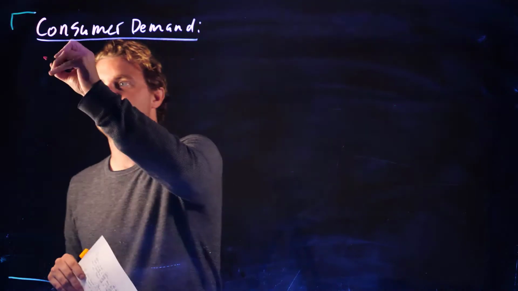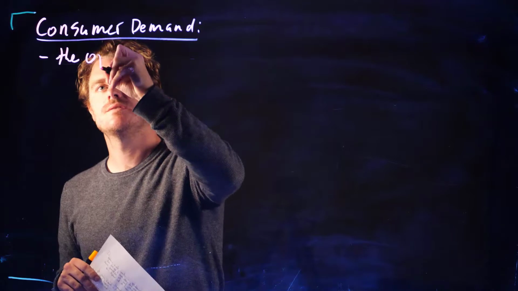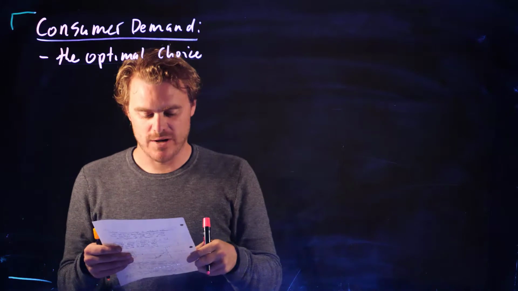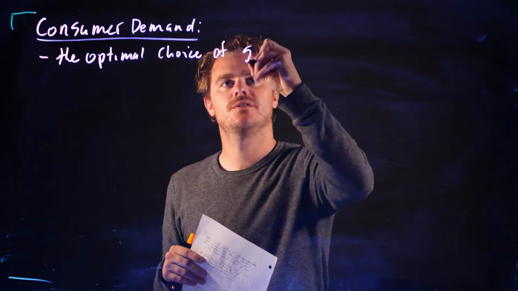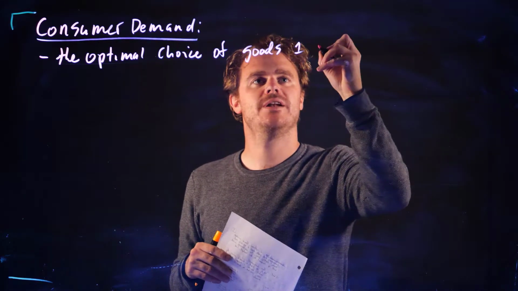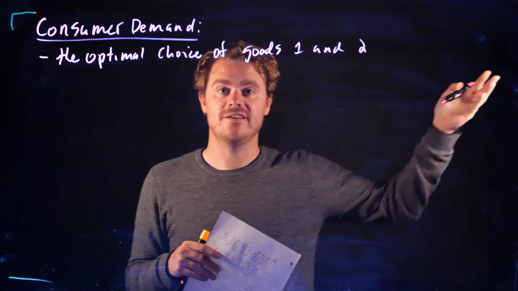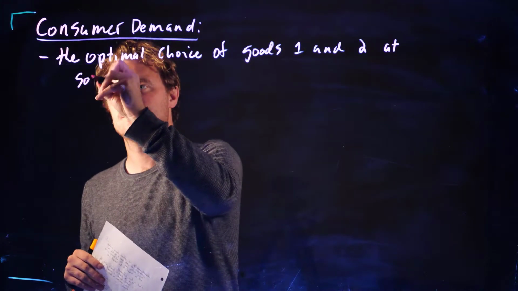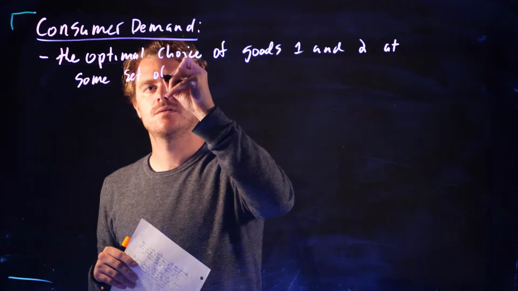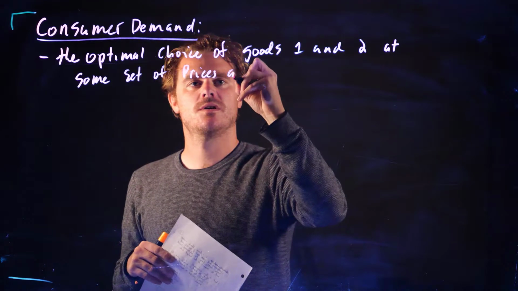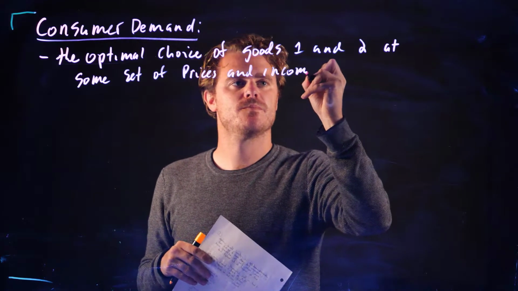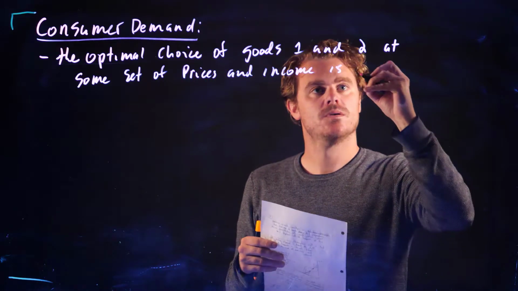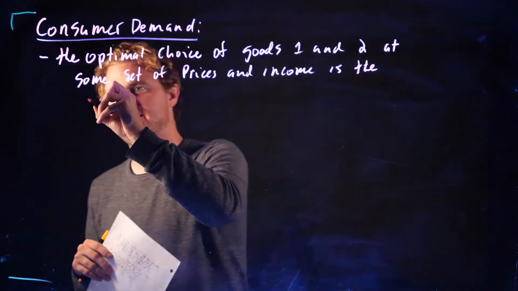Demand. So the optimal choice, x1 and x2 star of goods 1 and 2, up to n if we had n different types of goods, at some set of prices and income, is called the demanded bundle.